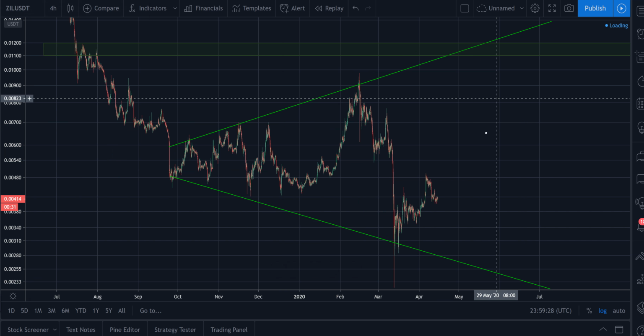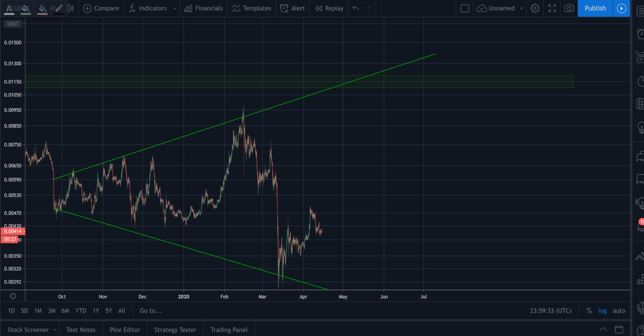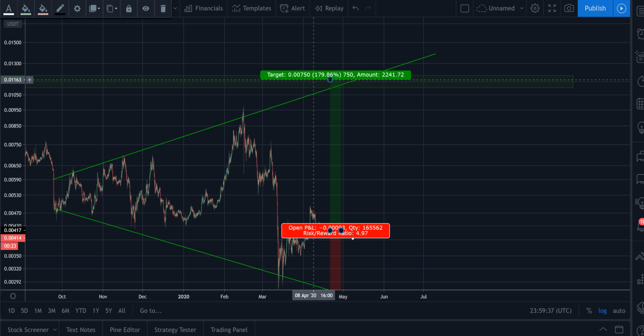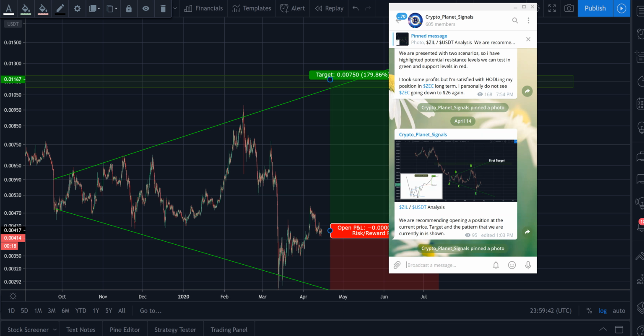And you can see I have this target over here set up, which would give us about 180 to 190% increase in price if we reach that zone, which I find to be very likely. And I'll show you guys why. So let's take a look at the analysis I put in my free Telegram earlier today.